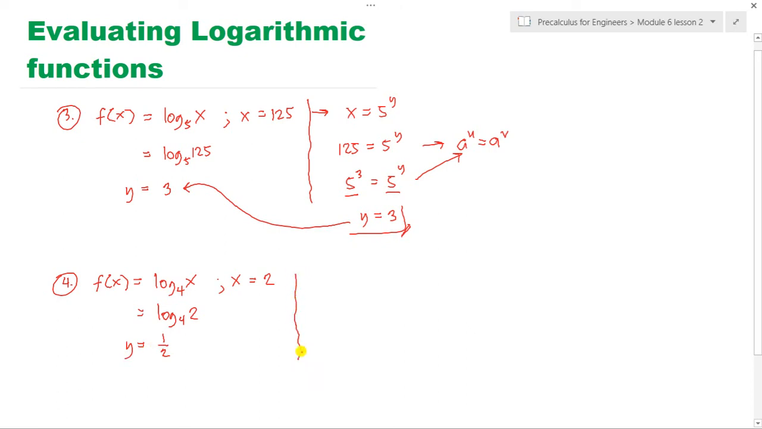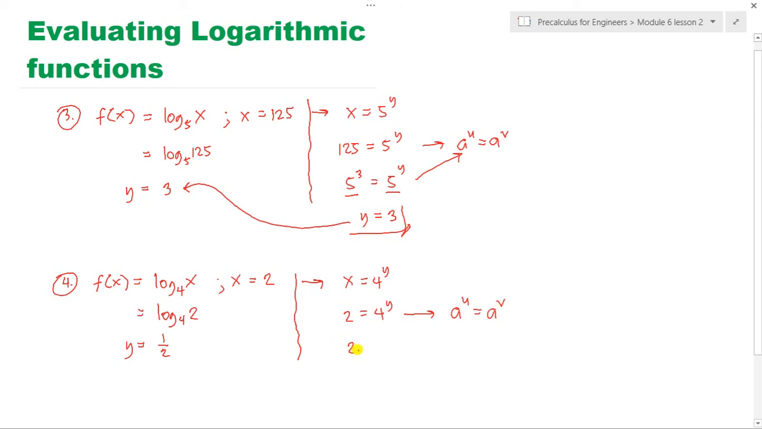Now in exponential notation, the number x is equal to the base 4 raised to the dependent variable y. X is equal to 2 is equal to 4 raised to y. Now here, 4 is the bigger one, because on the left side 2 is a small prime number. So therefore 4 is the one we change so that we can achieve a raised to u equals a raised to v, and then equate their exponents directly or easily.